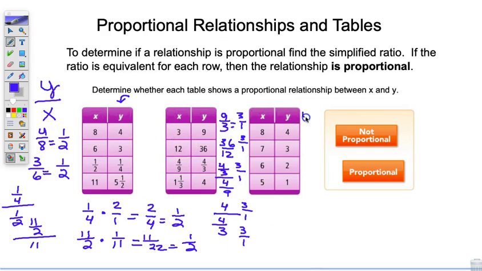In the last table, we again will have our y value over our x value. So this is 4/8. This reduces to 1/2. In the second one, we have 3/7, which actually is already reduced to lowest terms. So already I can tell by comparing these two, they are not equivalent ratios. So this is going to be non-proportional. If I continued, I can also see that it continues to be non-proportional as well. So this is not proportional, the other two are.